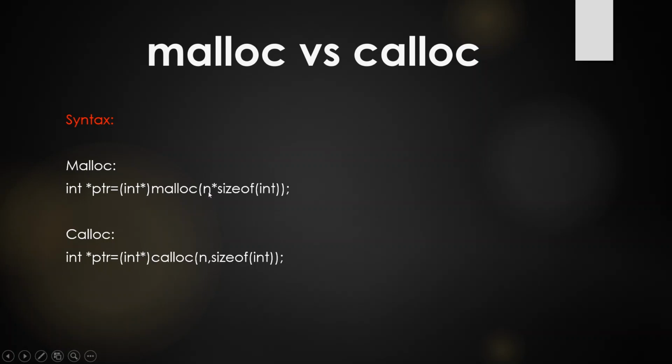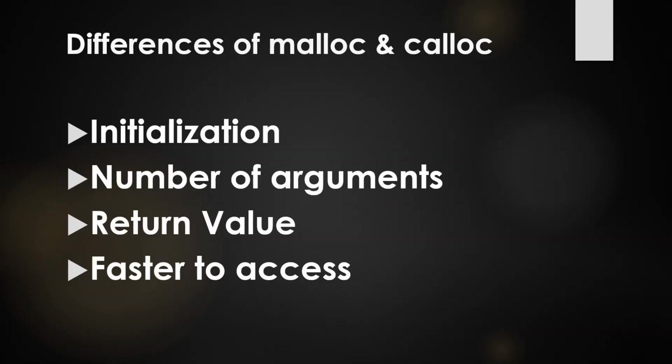Consider n as 4, so 4 times 4 is 16 bytes that malloc will dynamically allocate. In calloc 4 comma 4, it means 4 blocks, each block of 4 bytes, will be allocated. That's the main difference between calloc and malloc.